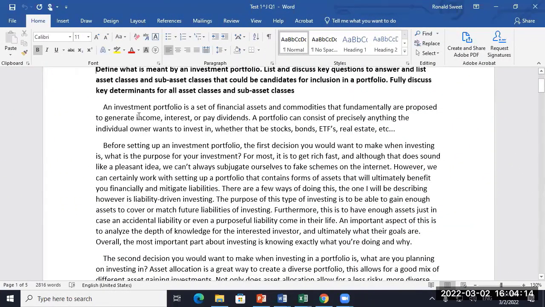So an investment portfolio is a set of financial assets and commodities that fundamentally are proposed to generate income, interest, dividends. A portfolio consists of precisely anything the individual owner wants. Before setting up an investment portfolio, the first decision would be that you want to know, when investing, what is the purpose. So there's the why.